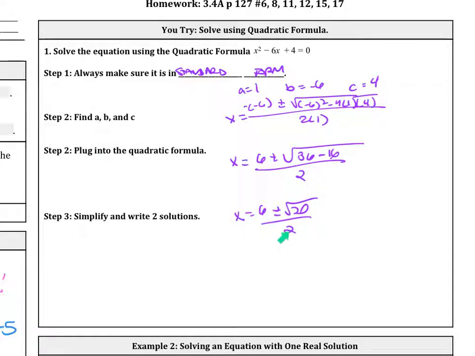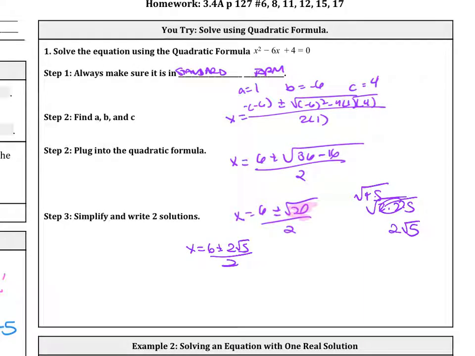Now I want to make sure you cannot divide 2 into this 20 right here. You're not allowed to break it apart like that. So 2 goes into 6, we see that. But just remembering what we do with square roots, we need to remember to simplify the square root of 20. So let's do that first. Square root of 20 is 4 times 5, or 2 times 2 times 5, which breaks down further to 2 root 5. So x equals 6 plus or minus 2 root 5 over 2.